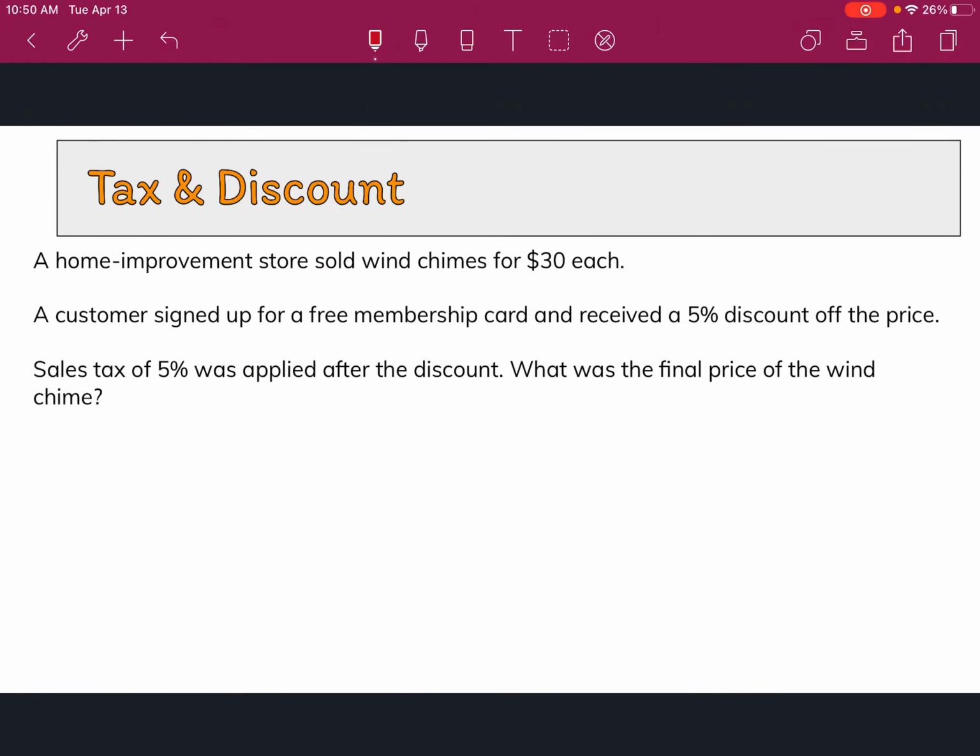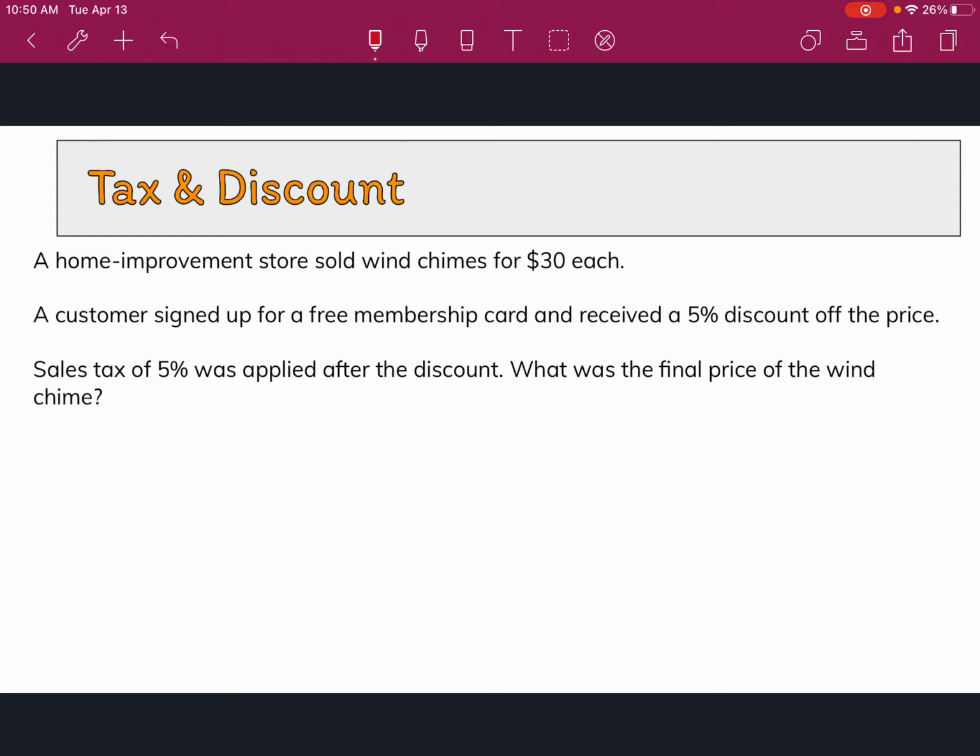All right, last problem today, we're going to put tax and discount together. A home improvement store sold wind chimes for $30 each. A customer signed up for a free membership card and received a 5% discount off the price. Sales tax of 5% was applied after the discount. What was the final price of the wind chime?